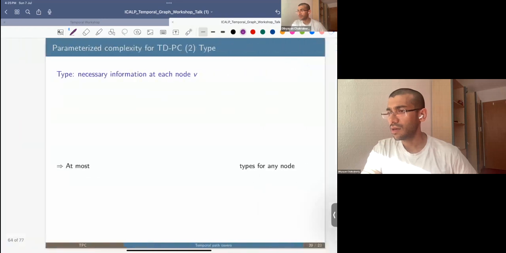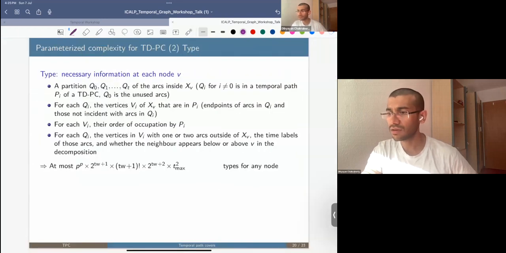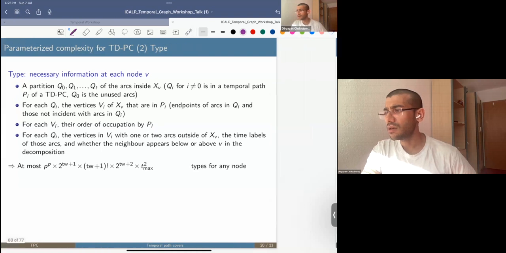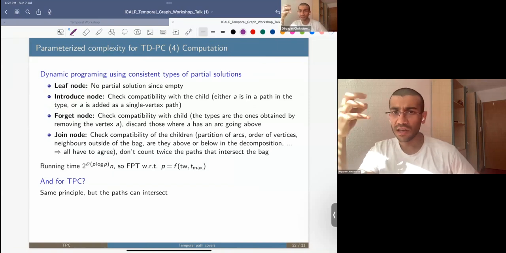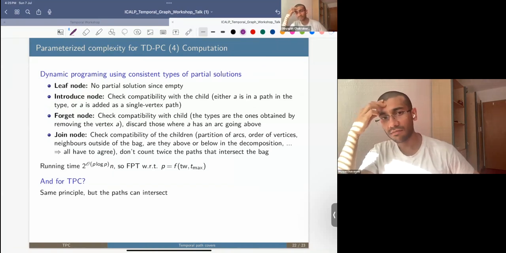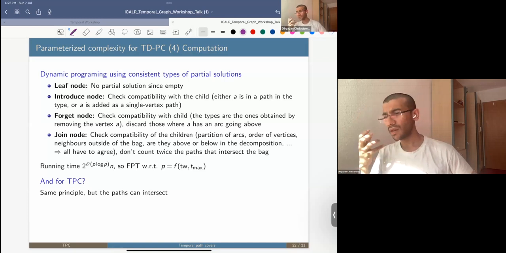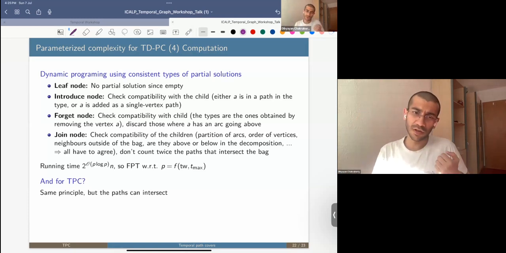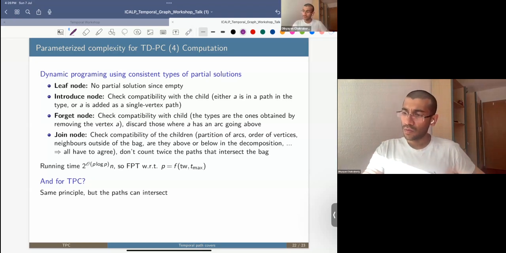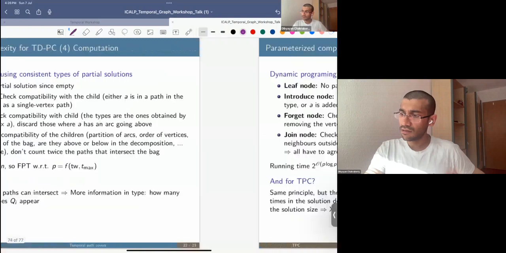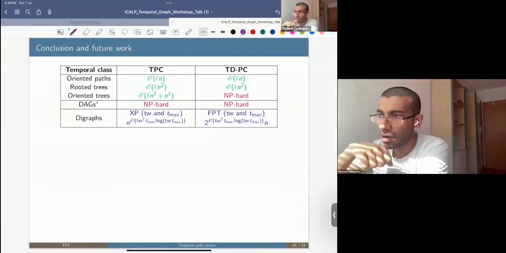I will not go into the details of this, but we cannot apply the same thing for temporal path cover because in temporal path cover the paths can intersect, and therefore we could not manage to get an FPT algorithm, but what we get from the dynamic programming is an XP algorithm. So that is, I would say, an open problem.